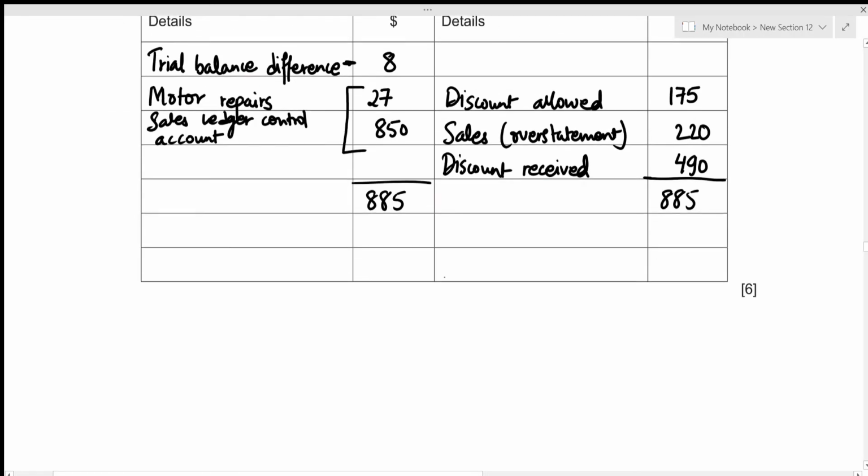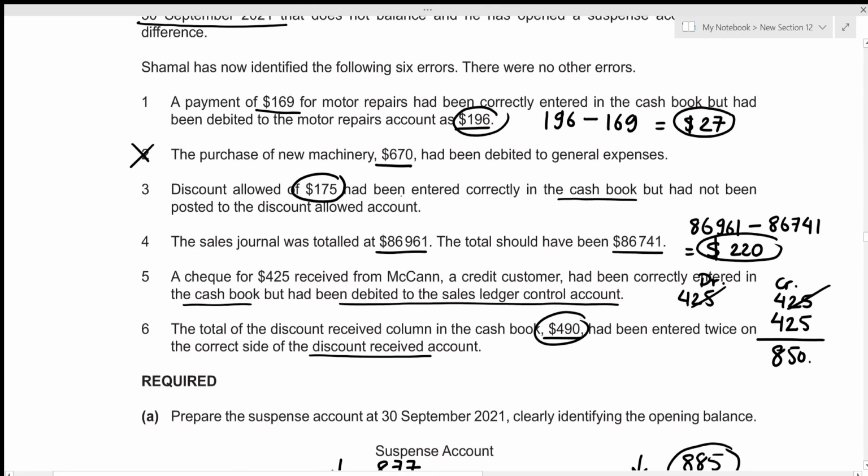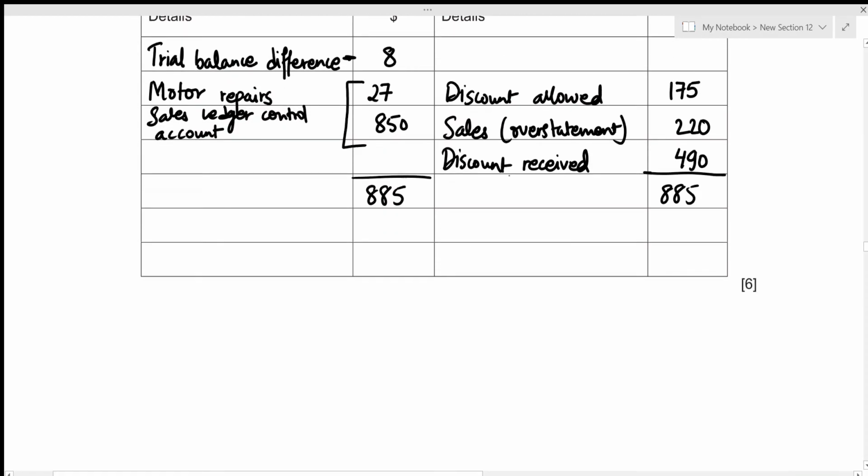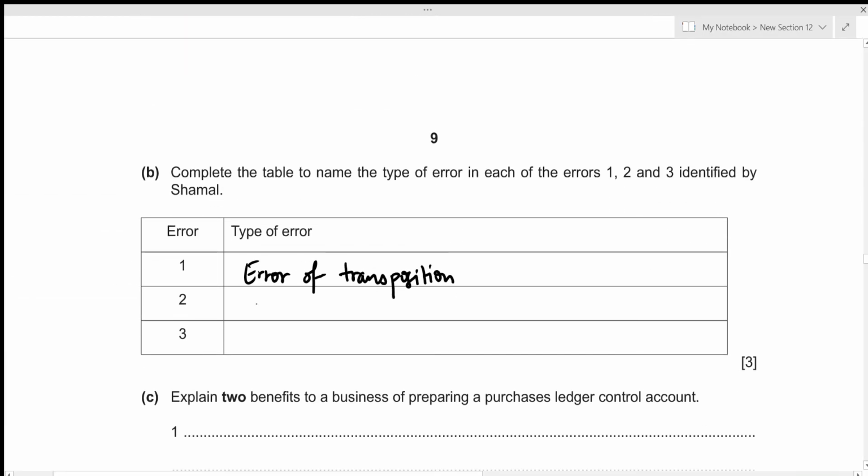Let's look at the second error. The purchase of new machinery 670 had been debited to general expenses. So like I said before, this is an error of principle. That's why we did not include this in the suspense account. Let's write it down. That's error of principle.